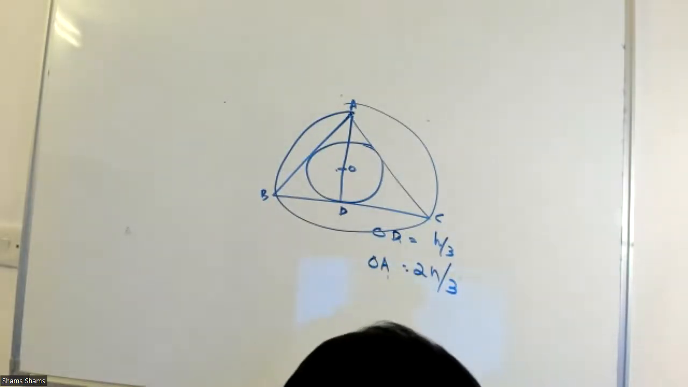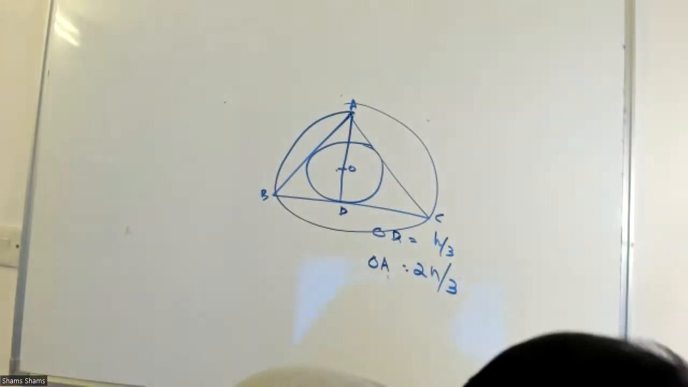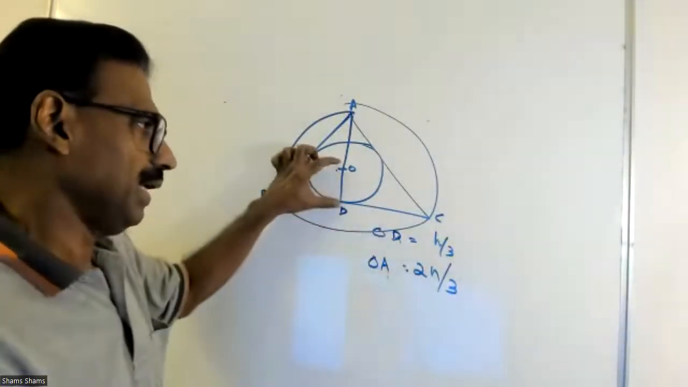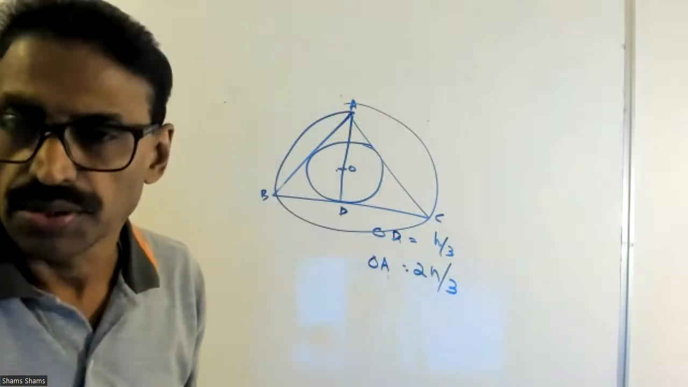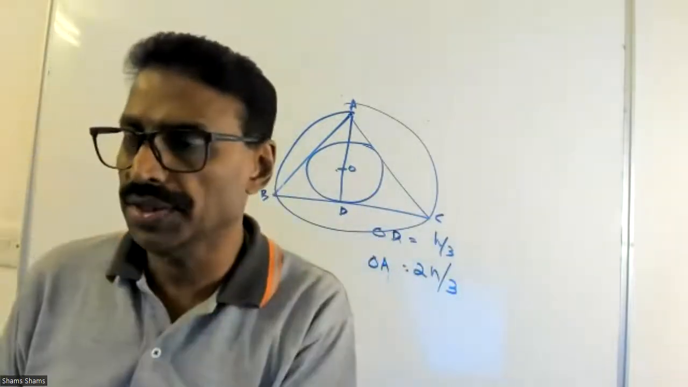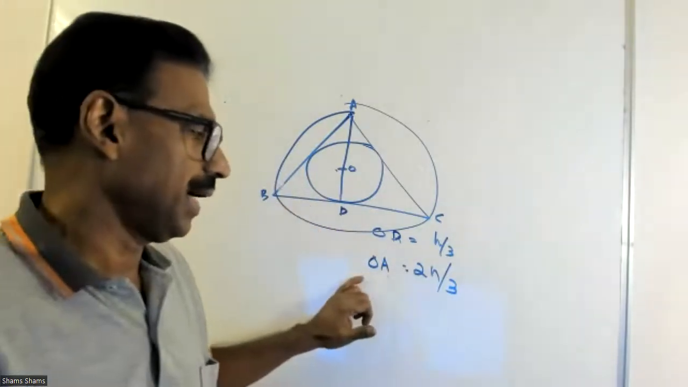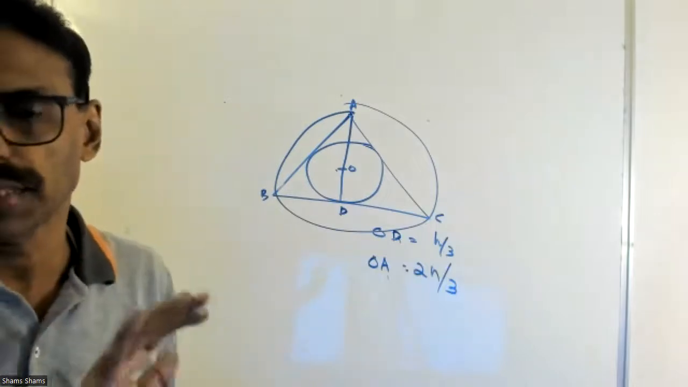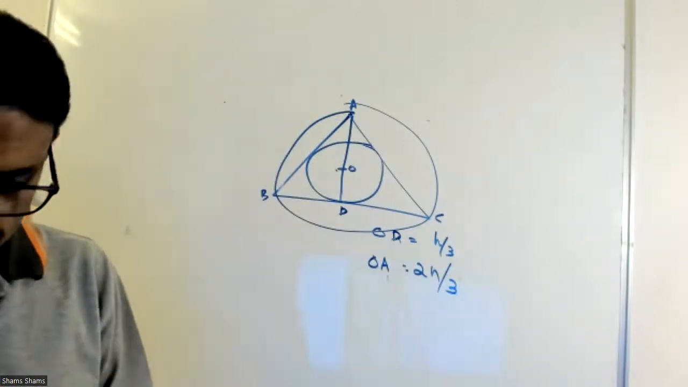Circumradius equals 2H by 3. Okay, up to here clear or not? The only thing you need to learn by heart is this formula: inradius equal to H by 3, circumradius equal to 2H by 3. So far I discussed the justification, how this formula is derived. You don't need to derive it. You just memorize: inradius equal to H by 3, where H is the altitude of the equilateral triangle, and circumradius is 2H by 3. That's all. You don't need to bother about how it happened. I just explained how I derived it. Hassan, understood or not? Yes, sir. Anyone had any doubt?